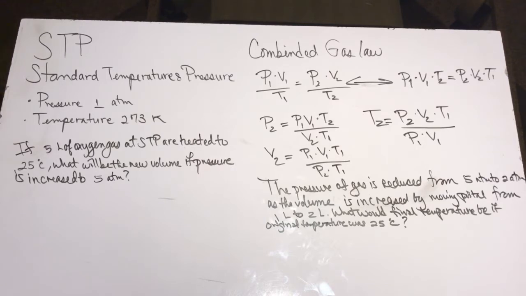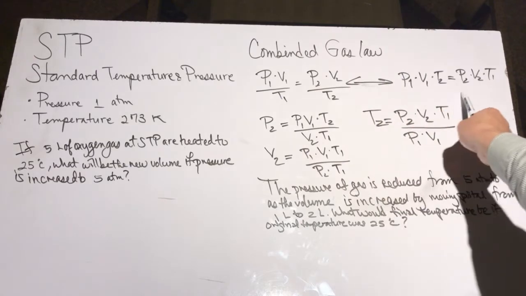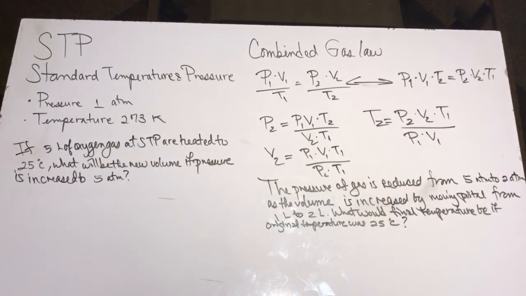On the right hand side is the combined gas law. What it means is that I'm combining all of the laws that we've learned. So the relationship will be pressure 1 times volume 1 divided by temperature 1 is equal to pressure 2 times volume 2 divided by temperature 2. The arrow right here indicates that this formula is equal to that formula when I simplify them.